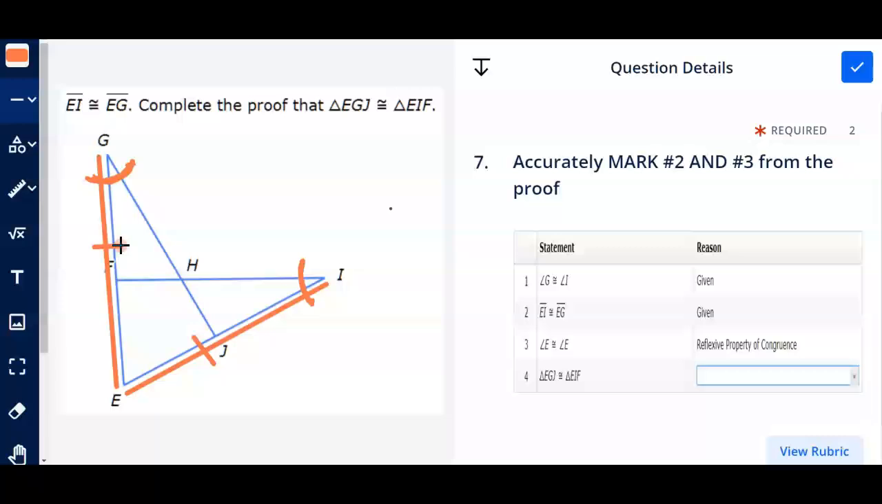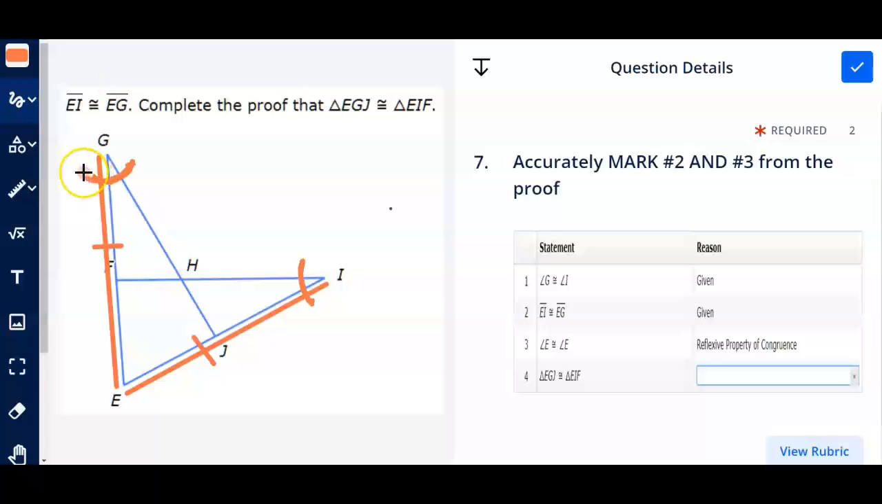All right. How would I mark angle E is congruent to angle E by reflexive property of congruence? Anyone have any ideas? Anaya? Ashley? You put 2 angle arcs on angle E.